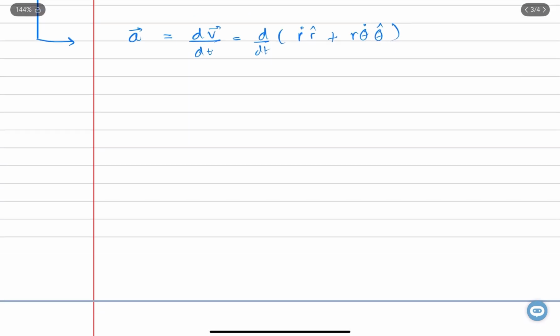And of course, we are going to have a lot of terms here, but each of those terms will tell us something about the acceleration. All right. So, let's start by differentiating the first term.